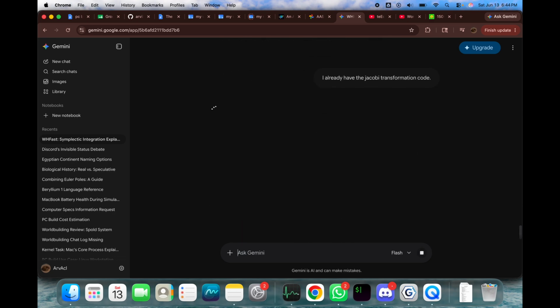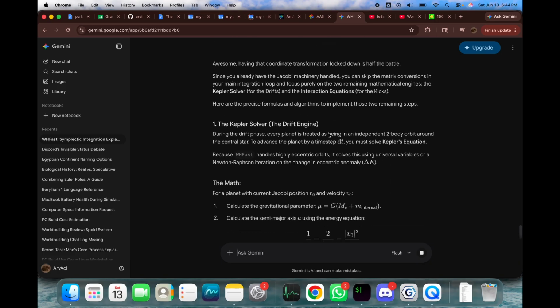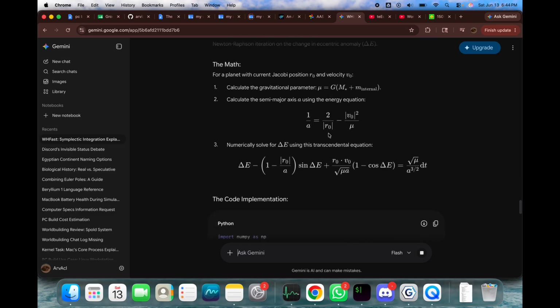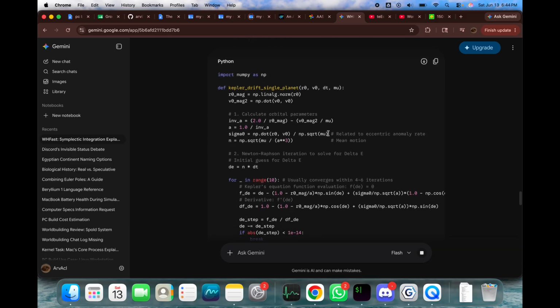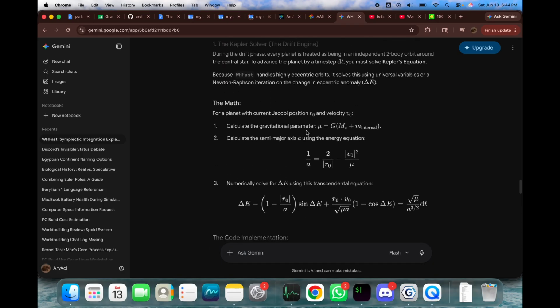Okay, having that, zip the matrix conversions on the two remaining cooks. Okay, Kepler solver. So we're going to need Kepler drift single planet R0 V0 DT mu R0 mag. Okay, or this formula here. Calculate the gravitational parameter, G of M star plus M internal. Okay, we're going to need that mu, I guess.